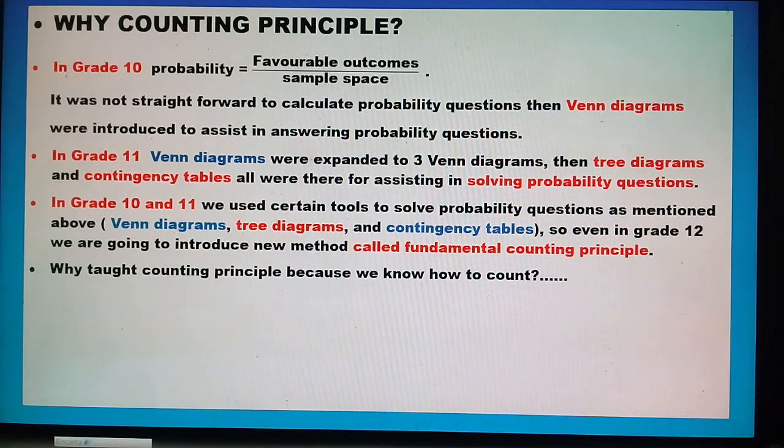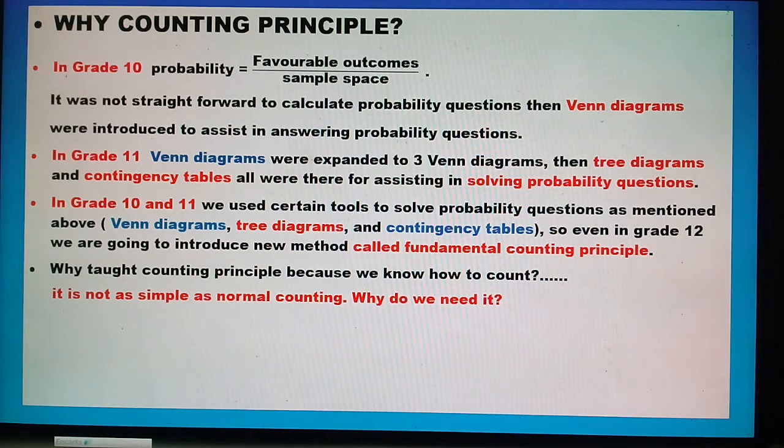Why do we teach counting principle? Maybe one may ask, why counting principle, because we know how to count. Listen, it is not as easy as normal counting. That's why we need counting principle. I'm answering the question of those who ask why we introduce counting principle: it is not as easy as normal counting.